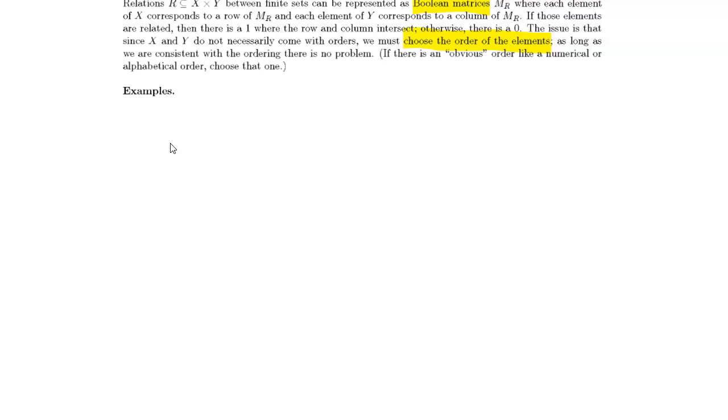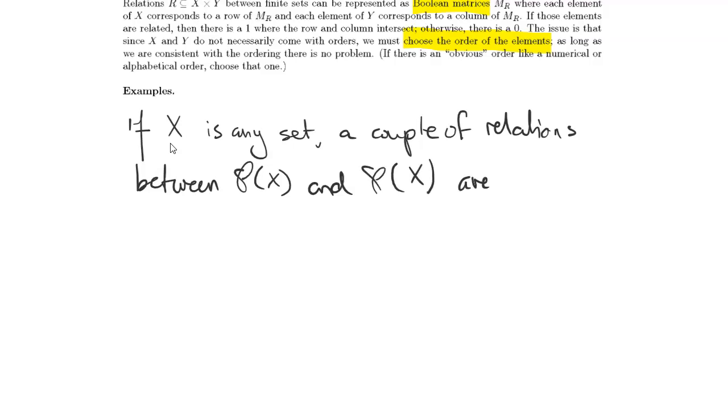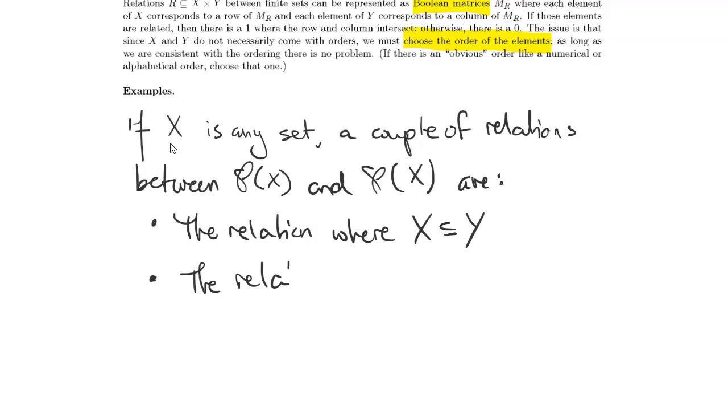One example is if X is any set, a couple of natural choices on the power set are the relation where X and Y are related if X is a subset of Y, and the relation where X and Y have the same cardinality. Those are both really important relations we'll talk about in great detail later on.